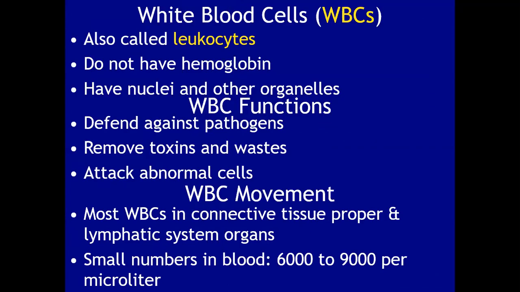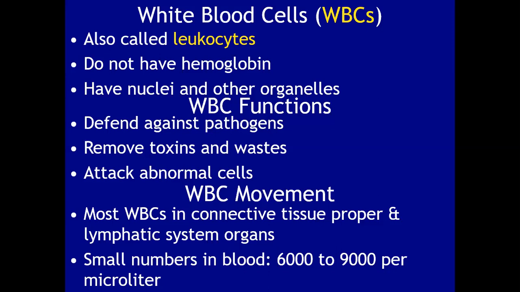Okay, we've got the red blood cells, the erythrocytes taken care of. Let's move on to the white blood cells, or the leukocytes. These guys are strictly immunological cells. These are going to be part of the immune system. They do not have any hemoglobin in them. Their job has nothing to do with carrying oxygen.